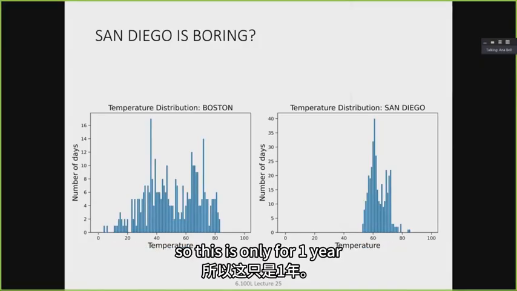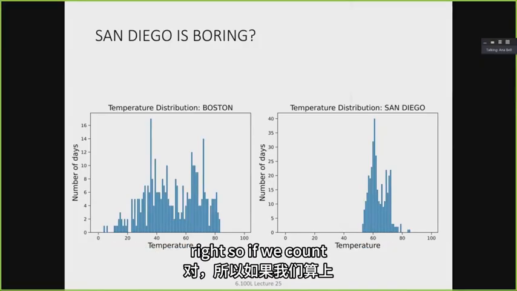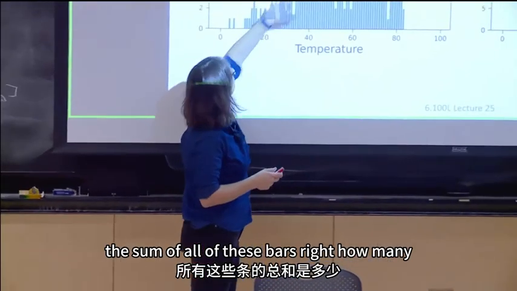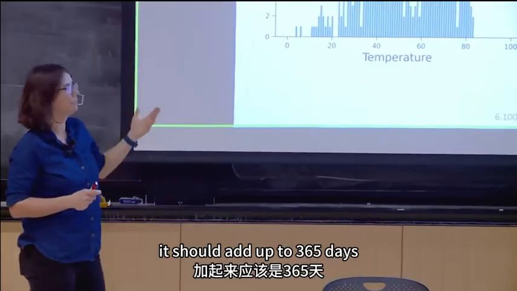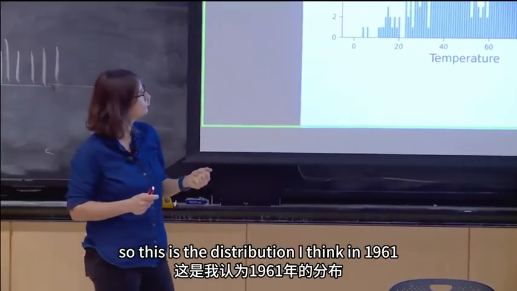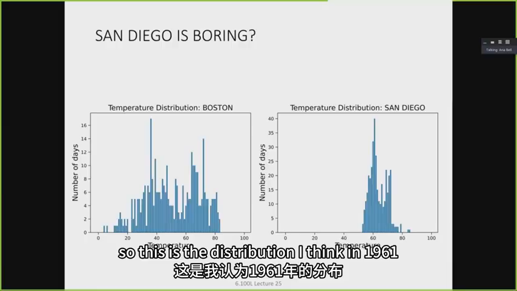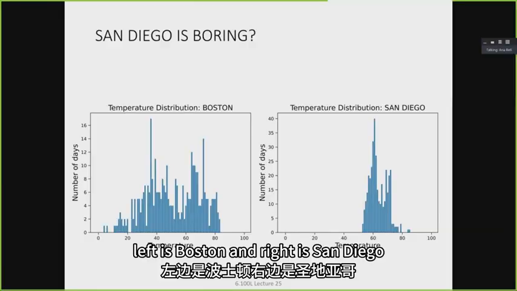So this is only for 1 year, right? If we count the sum of all of these bars, how many times they appear, it should add up to 365 days. So this is the distribution, I think, in 1961. Left is Boston, and right is San Diego.